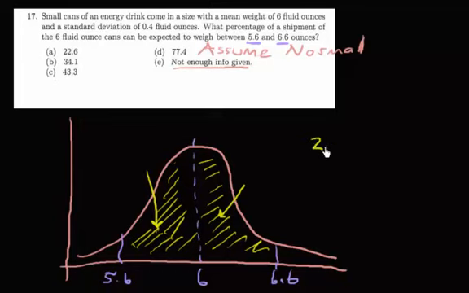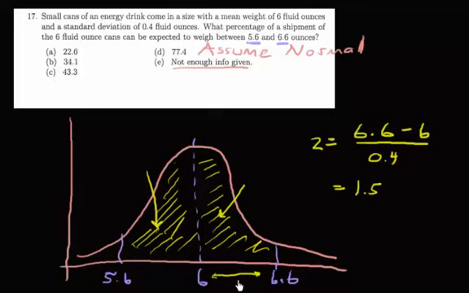So the z value is going to be my specific value I'm looking for, which is 6.6. You're going to subtract the mean, which is 6, and then divide by the standard deviation, which if you come back up to the top, it's 0.4. Okay, so let's plug that into the calculator, and we get 1.5.